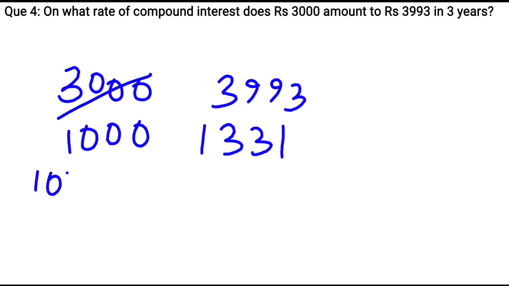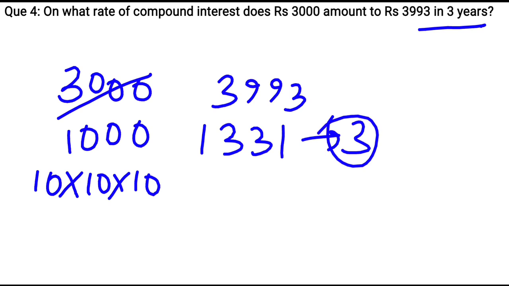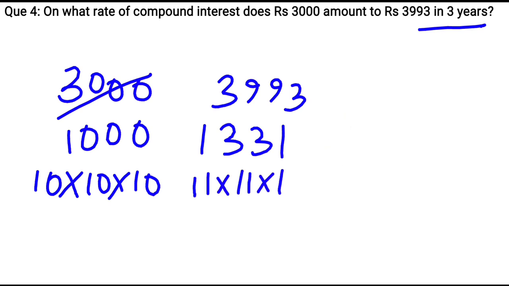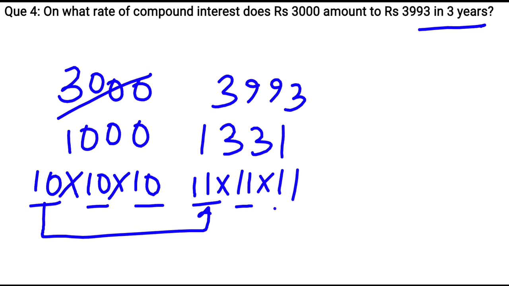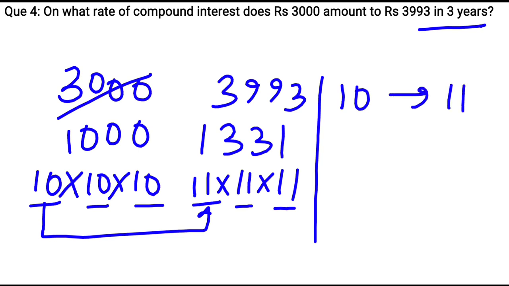1000 is actually 10 into 10 into 10. Why am I breaking it like this? Because 3 years is given. This process is for 3 years, but I just want to find it for 1 year. And it is 11 into 11 into 11. It means 10 becomes 11 in 1 year, then another 10 becomes 11 next year, another 10 becomes 11 another year. So basically for 1 year, 10 is becoming 11.